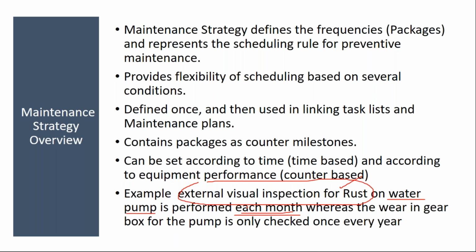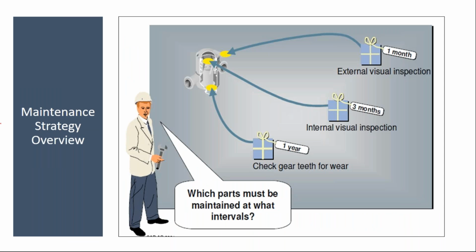They will check for the rust every month, whereas they will check wear in the gearbox of the pump once in a year. So in different cycles, they are doing different activities. Every month they will check for the rust, and once in a year they check for the wear in the gearbox of the pump. So that means in different cycles they are doing different activities. So due to this, we will be using the maintenance strategy. Okay, so this is the one.